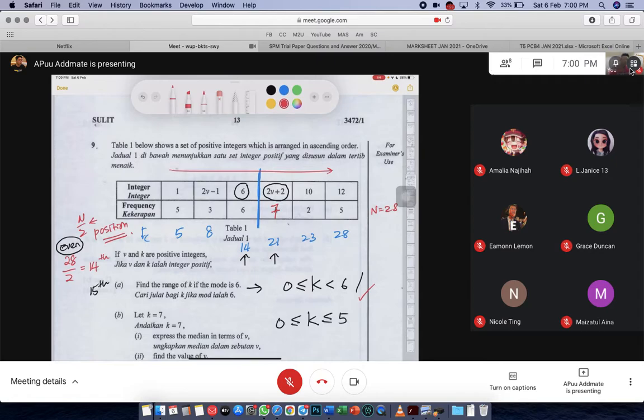Now, let me ask you, can v be equals to 1 ke? Boleh v sama dengan 1? Can v becomes 1? v 1 boleh? Tak boleh kan? Kenapa?